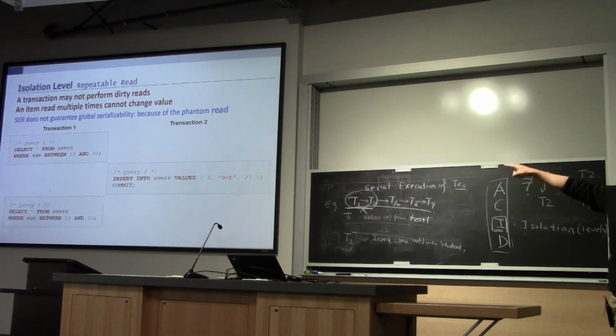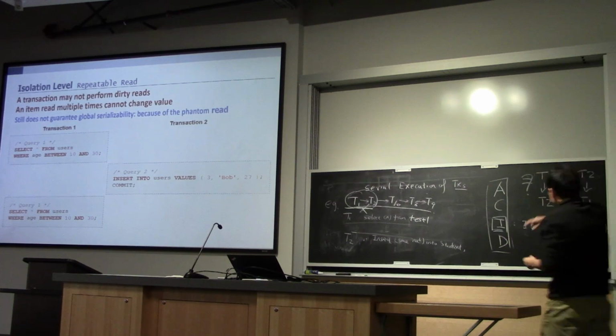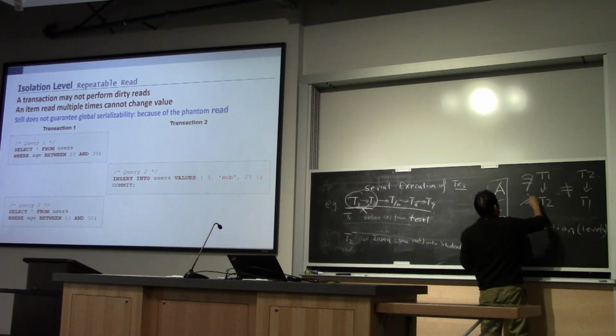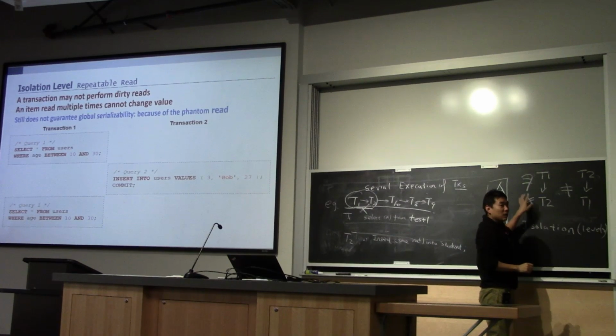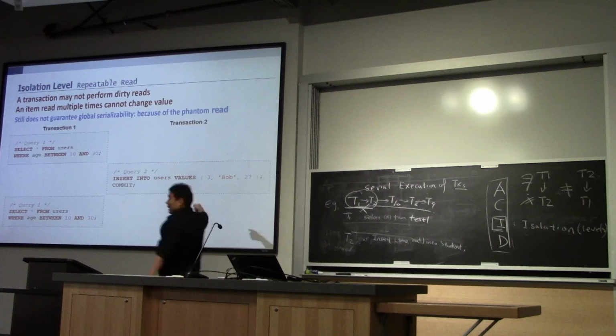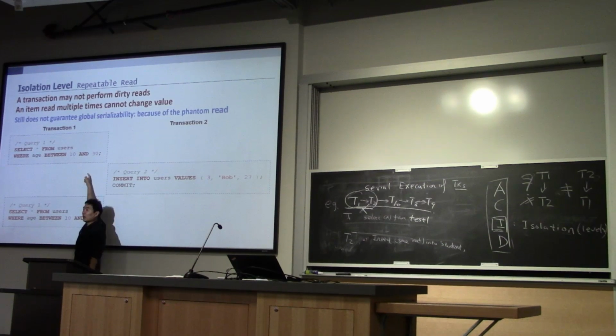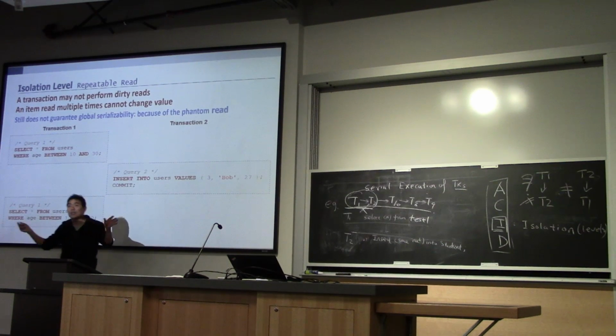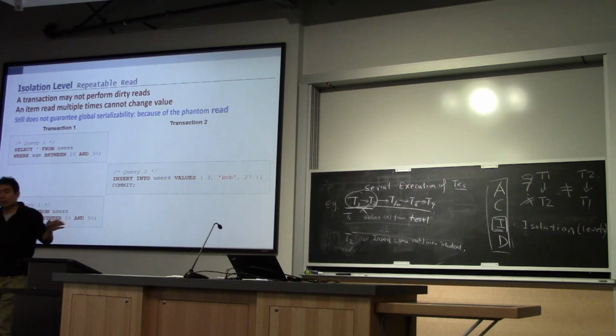Is the given schedule, the given sequence of execution, equivalent to T1 then T2? We just said no, it's not equal. Why is it not equivalent to T1 and T2? Because using this sequence of execution, the first time you execute this select statement, you see everything aged between 10 and 30 that was in the database.